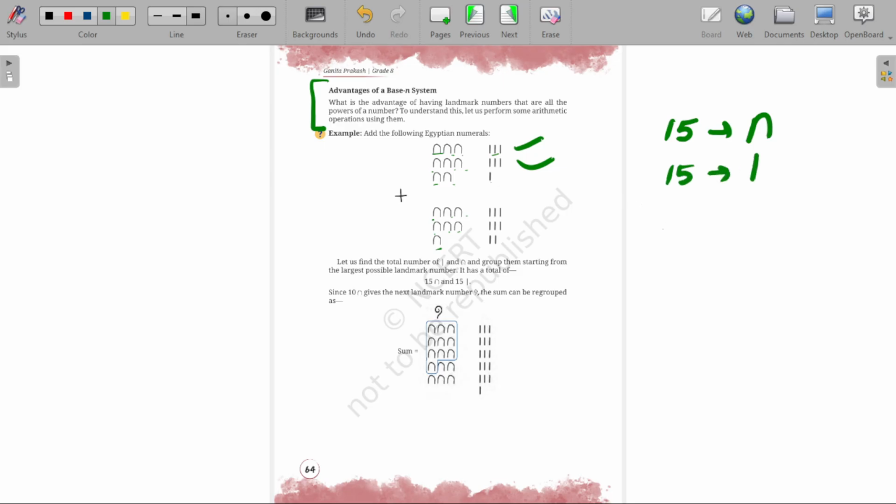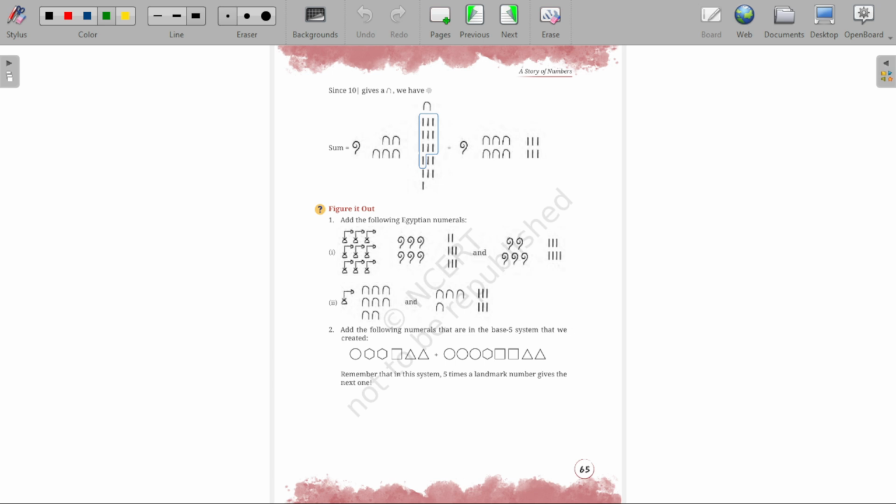This is also 15. But here is a twist. You cannot directly write 30 here. Don't write 30 here. There is a way. When you add 10 such symbols, it becomes a new symbol. This is the way you use the landmark numbers in adding. Okay, so the answer will be in this way. I'm giving you an example by solving the figure it out here.